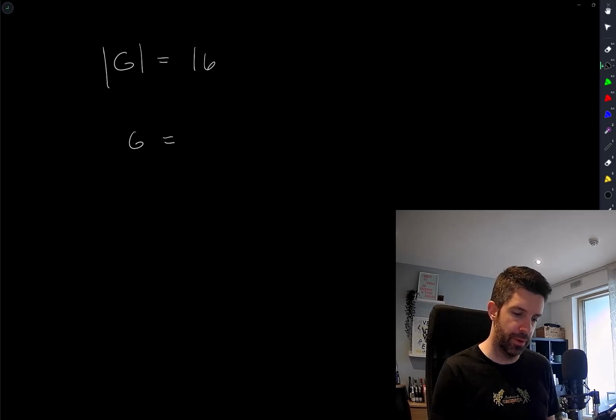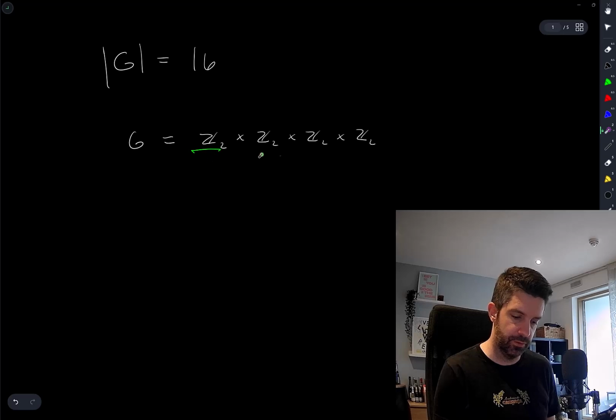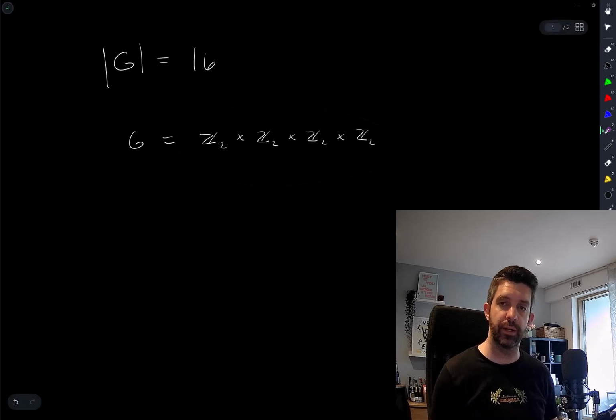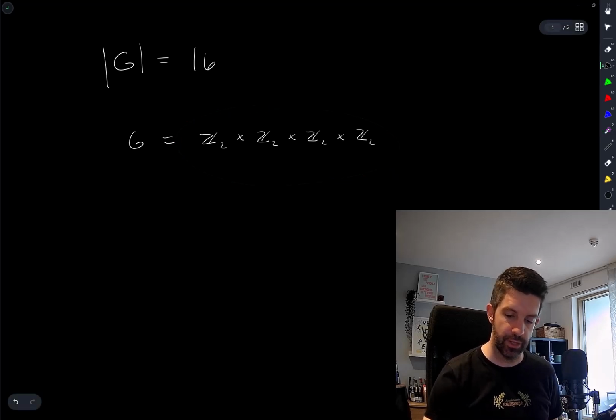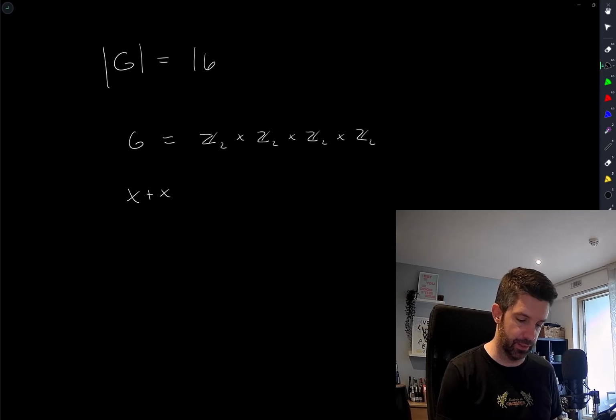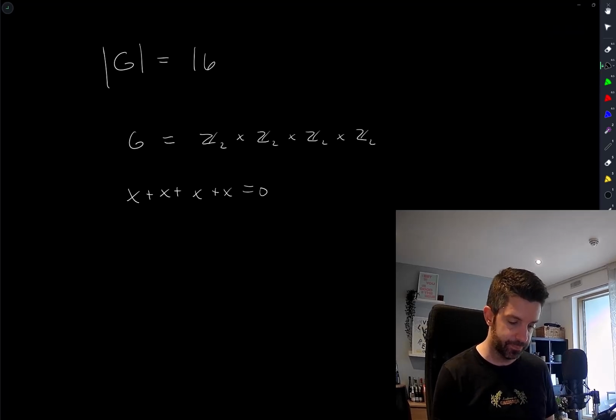So what are the possibilities? We could have Z2 times itself 4 times, right? Each of these individually has an order equal to 2, so the whole thing is order 16, and this will satisfy the property that x plus x plus x plus x is equal to 0 for all x.